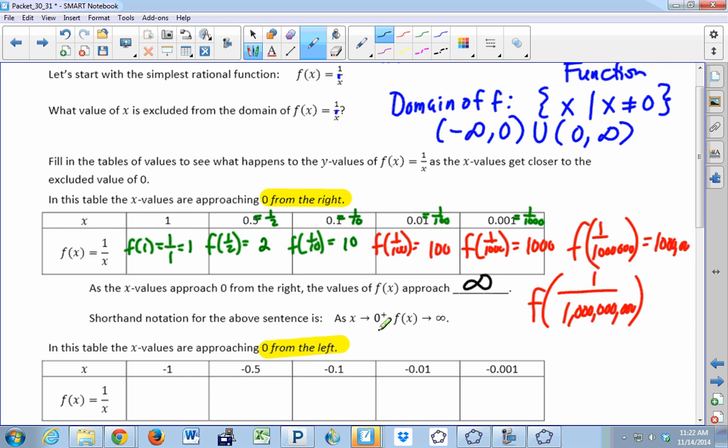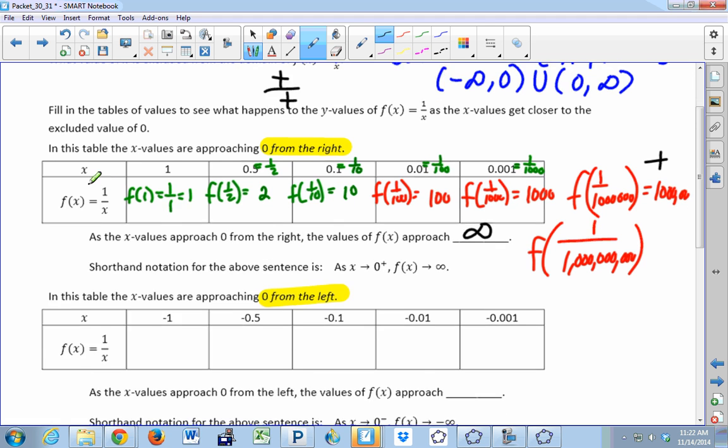So now the question is, why are all these y values positive? Why are all the values of my function that I've put in this table positive? Why is my end result positive? I'm doing a division problem, right? What's the sign of my numerator? Positive. If I'm coming in to 0 from the right, what's going to be the sign of all my x values? Positive. And when I divide a positive by a positive, I get positive.